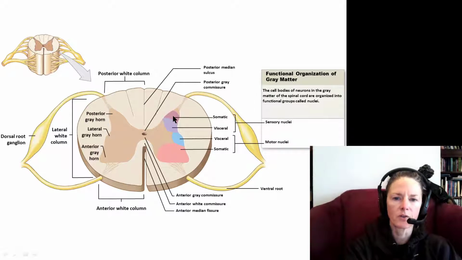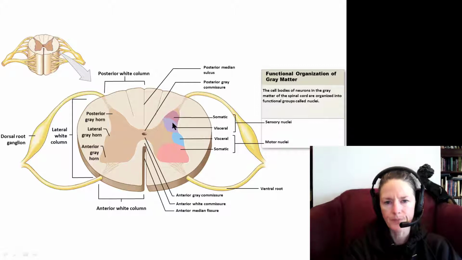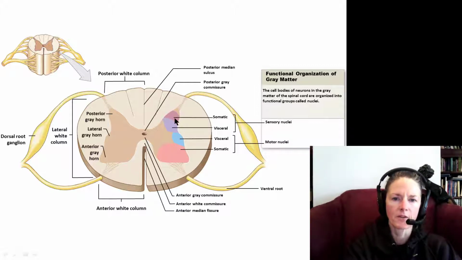Now, when we look at the posterior part of the gray matter, we'll see that we have two nuclei associated with sensation. So we have one that is associated here, this violet one that's in the anterior part of the posterior gray horn, with visceral sensation. And the one behind it, located in the posterior part of the posterior gray horn, will be associated with somatic sensation. Both of these nuclei will be receiving information from neurons that will travel through the dorsal root, and these are pseudo-unipolar neurons whose neuron cell bodies will be in the dorsal root ganglion, and these neurons will synapse on cell bodies within these two nuclei.